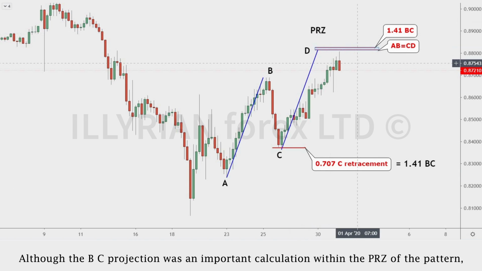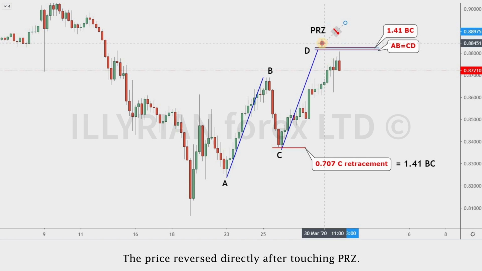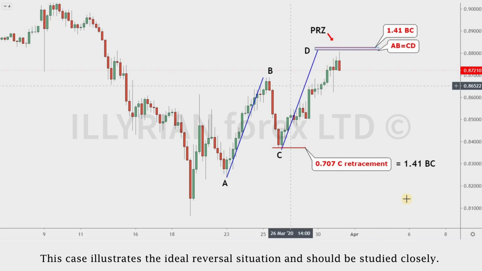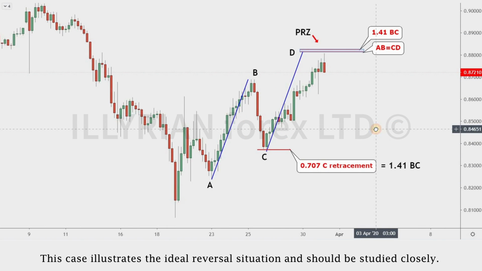Although the BC projection was an important calculation within the PRZ of the pattern, the completion of the equivalent AB equals CD structure was the defining limit. The price reversed directly after touching the PRZ. This case illustrates the ideal reversal situation and should be studied closely.